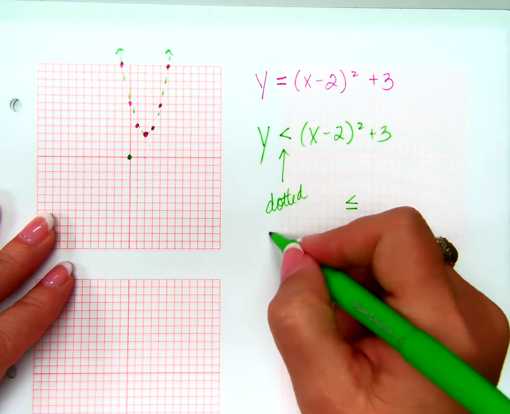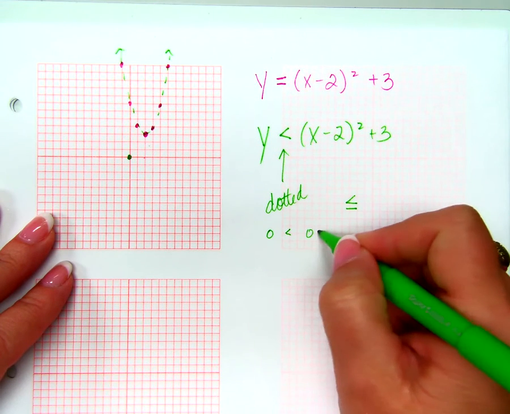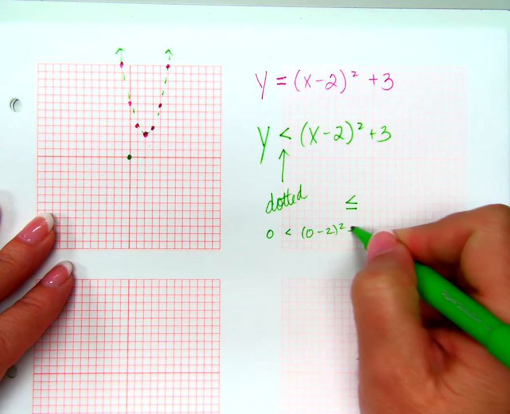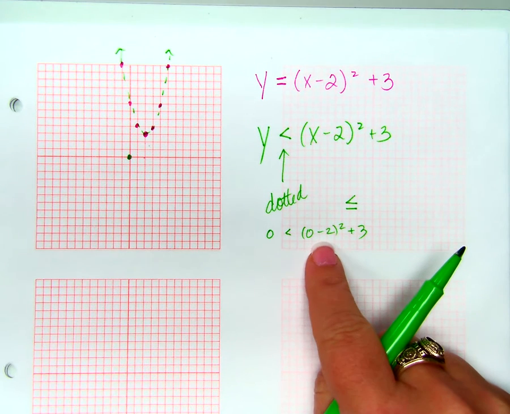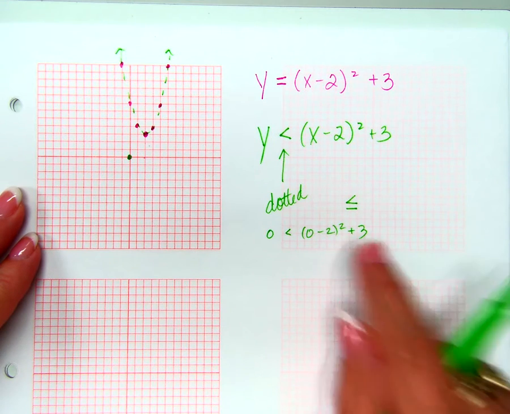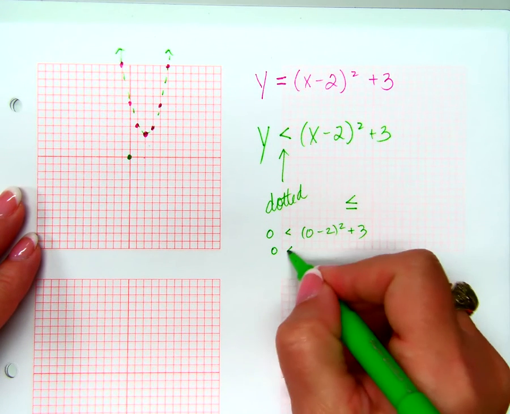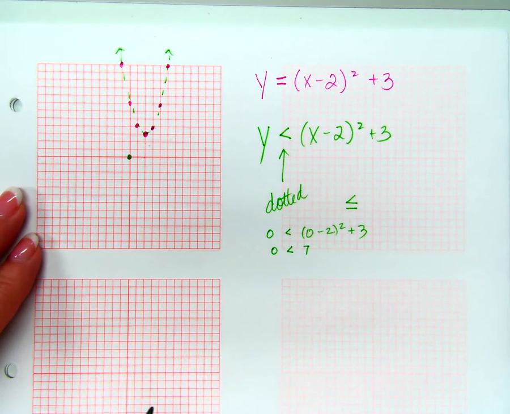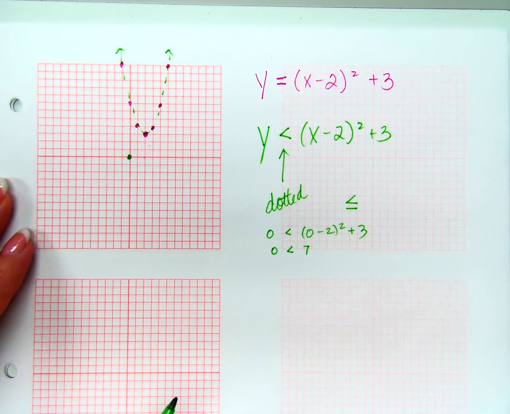So 0 is less than 0 minus 2, squared, plus 3. What is 0 minus 2? Negative 2 squared? 4 plus 3. So 0 is less than 7. No, it's not. Wait, is 0 less than 7? It is? Or it's not?